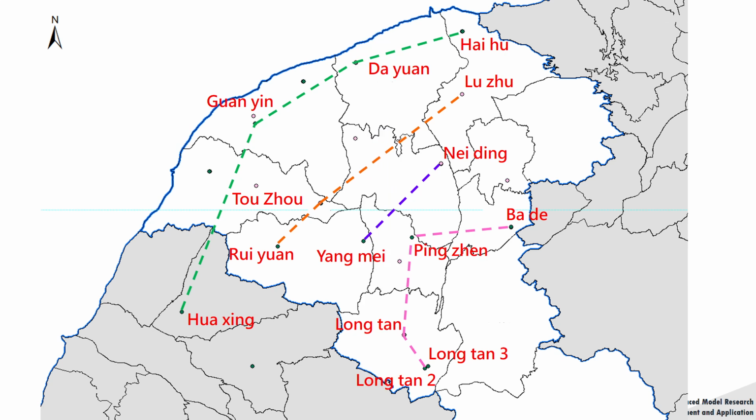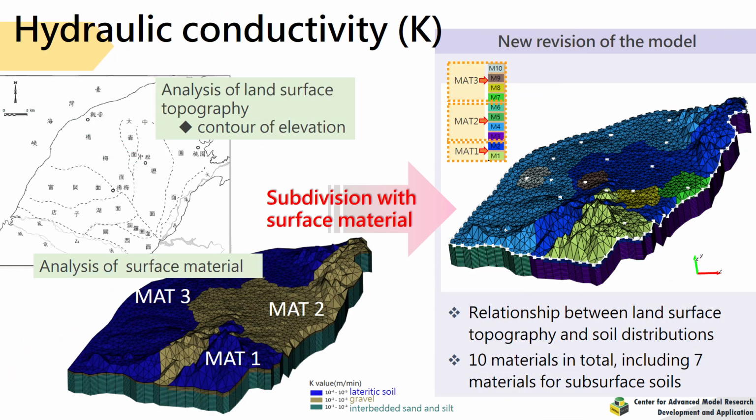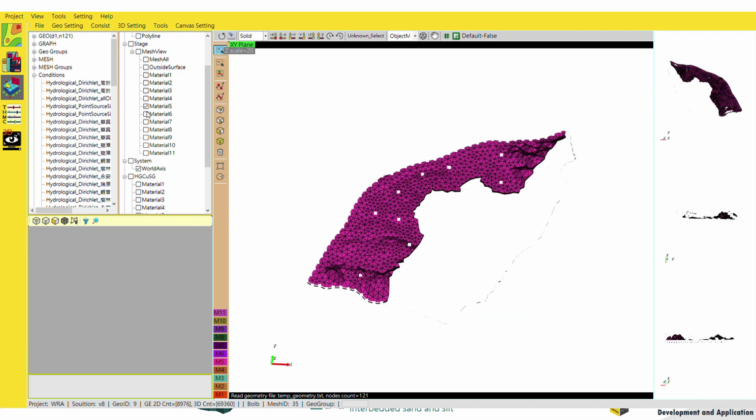And we were trying to create cross-section, which goes from northeast to southwest, in order to make sure for each cross-section, the elevation does not vary too much in terms of topography. Aside from that, we were doing analysis of land surface topography and soil material. Eventually, we can determine the distribution of K value, and there are in total 10 materials in this system.